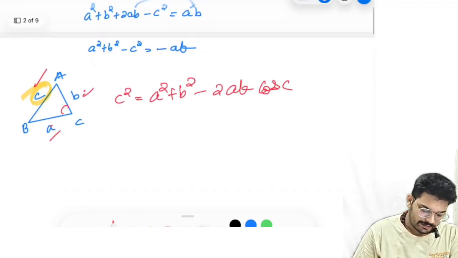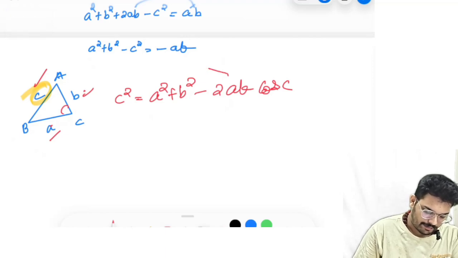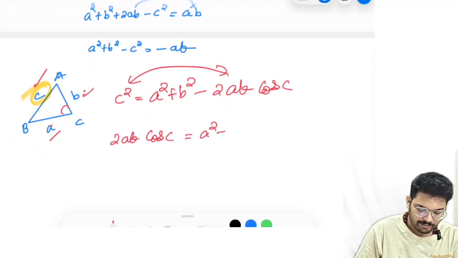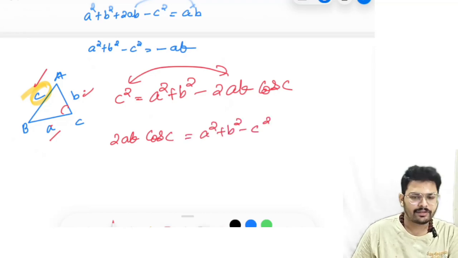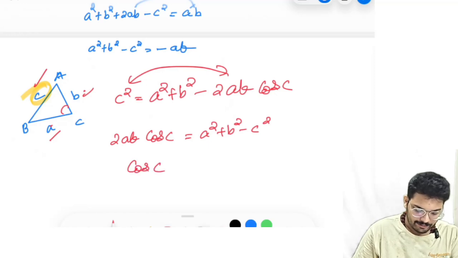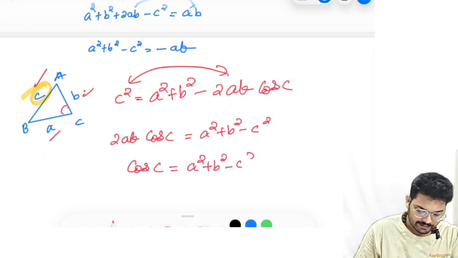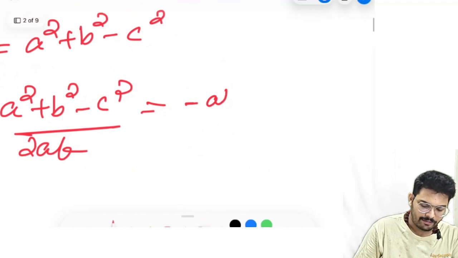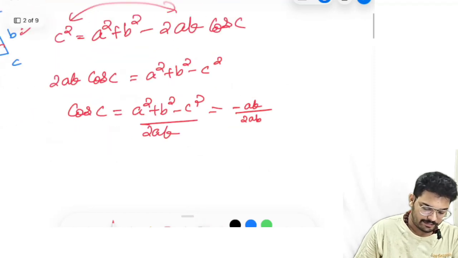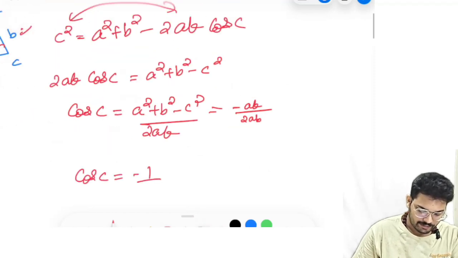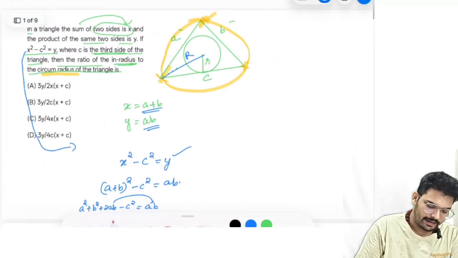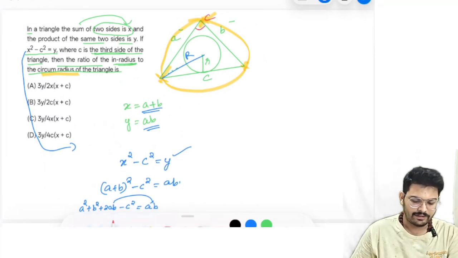From here, when you bring this value over here, if you swap these two values, you will get 2ab cos C will be equal to a square plus b square minus c square, and cos C will become a square plus b square minus c square divided by 2ab. Now a square plus b square minus c square value is minus ab, so I will be substituting this value here, minus ab divided by 2ab, which means cos C will be equal to minus 1 by 2. Now we can find the angle C, that is this angle of our triangle.